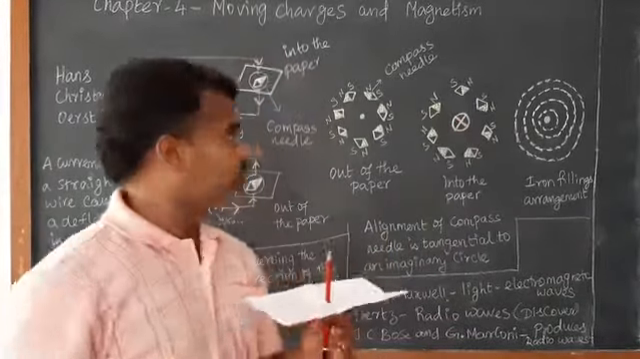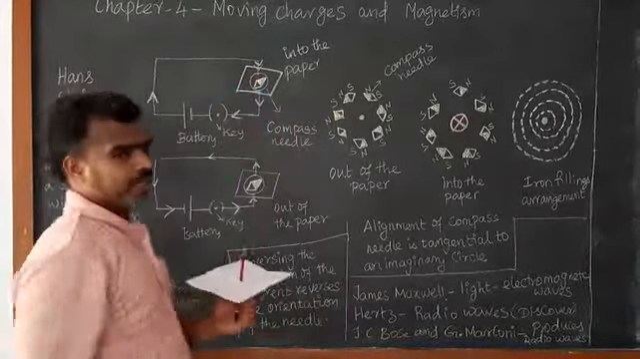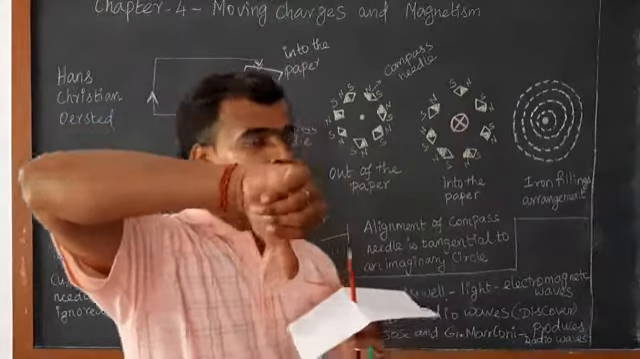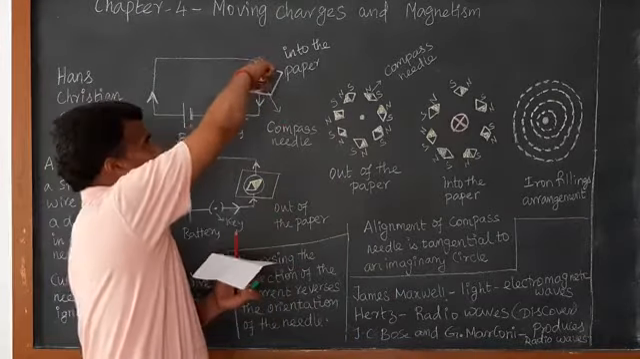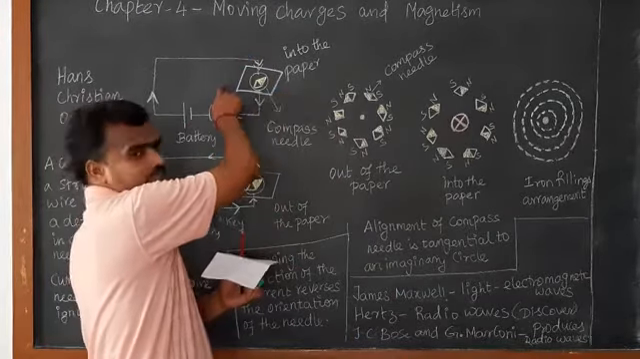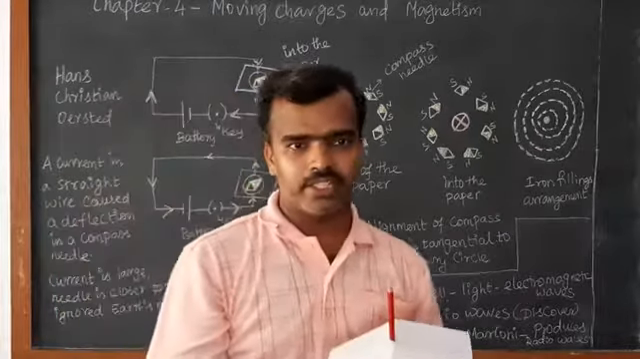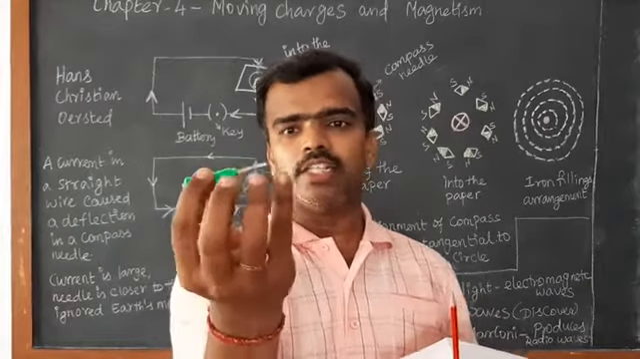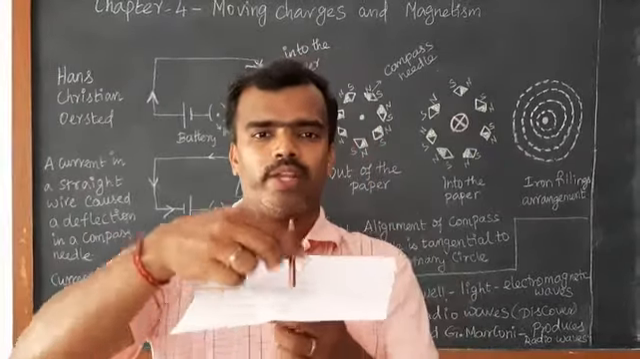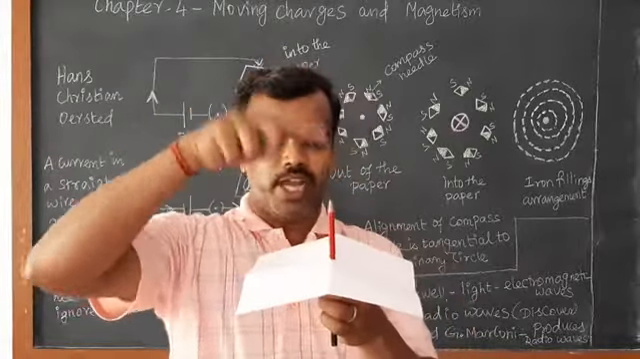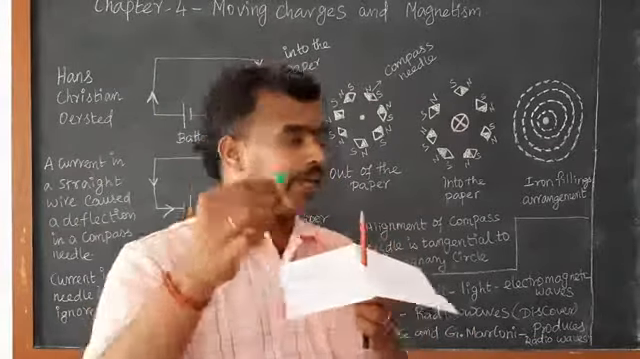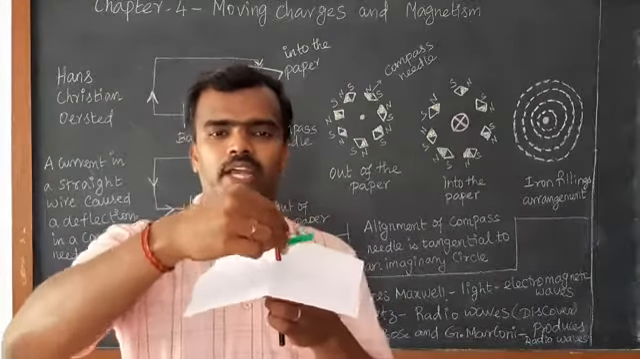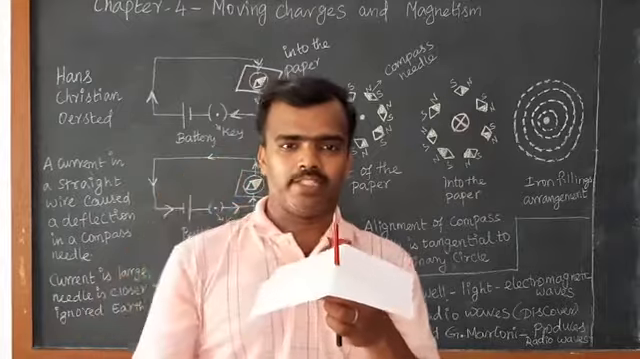So the first case is when the current is in the downward direction. Downward direction means use the right hand thumb rule, right? Yes, right hand rule. So use the right hand rule, north, south, east, west. So it will deflect towards the east direction. This one is the compass needle, this green is north, and this one is the south pole. So when the current is passing from top to bottom, the magnetic deflection will take place towards the east direction, right?